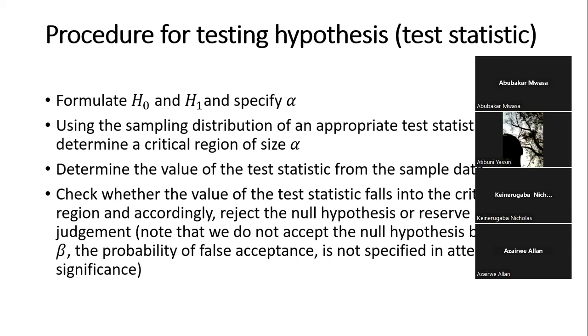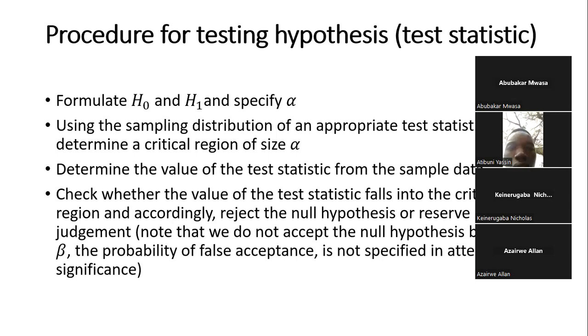I would say that the critical region is basically the probability of rejecting the null hypothesis. If you're using a test statistic, you need to look at the value. Like if you're using a Z test, you need to look at the corresponding value of Z at a certain level of significance. Then the next step was to determine the value of the test statistic from the sample data.